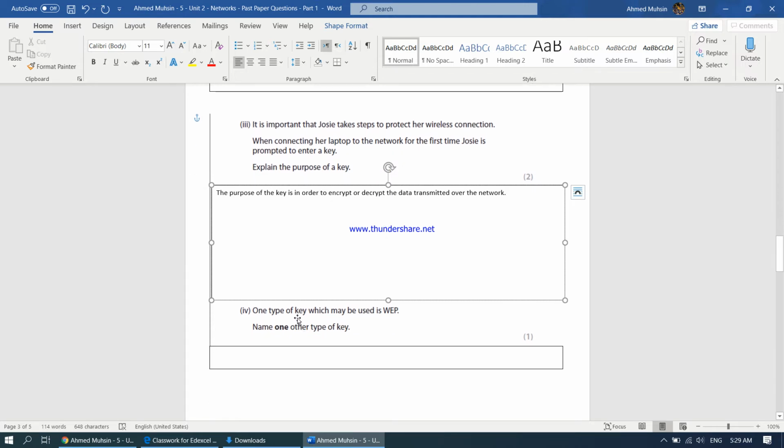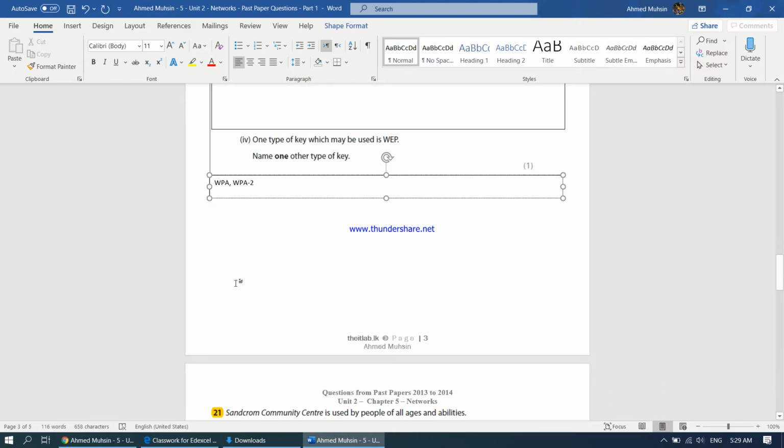So one type of key which may be used is WEP. Okay, this is wireless encryption protocol. Then one other type of key we can mention is WPA, which stands for Wi-Fi protected access. And we should be knowing WEP is less secure than WPA. Actually, there has been another version of WPA which is even more secure, which is WPA-2, Wi-Fi protected access 2.